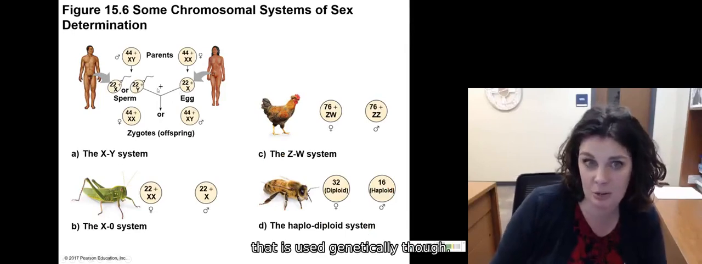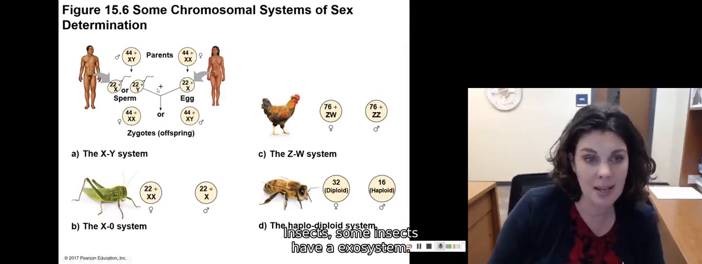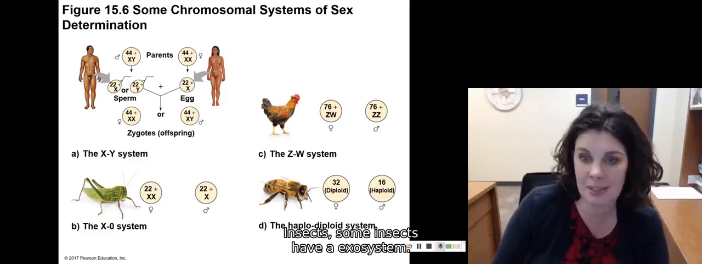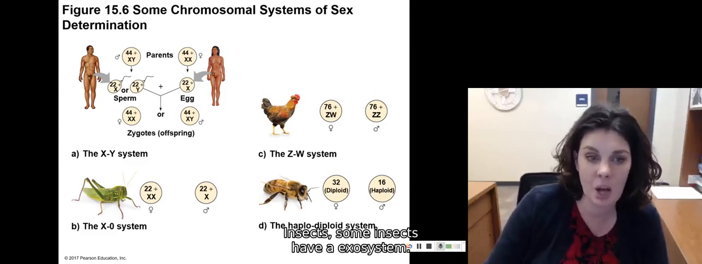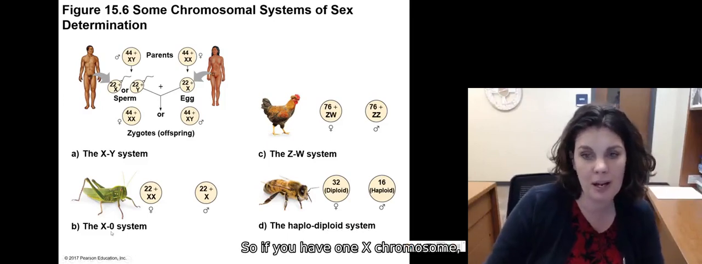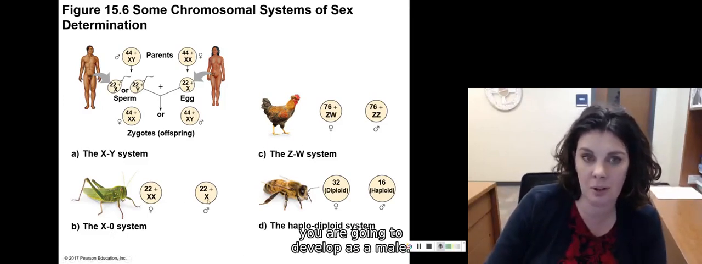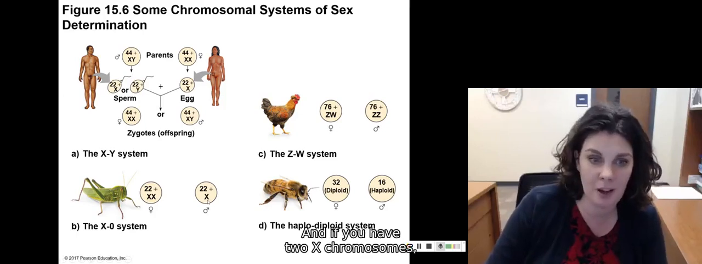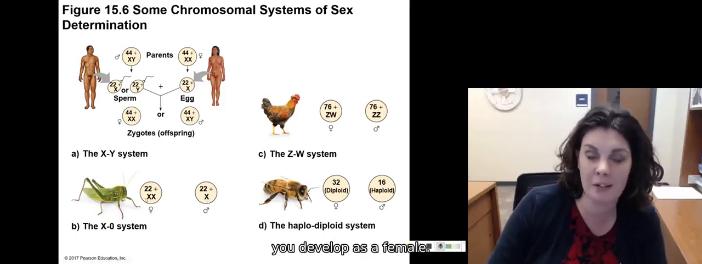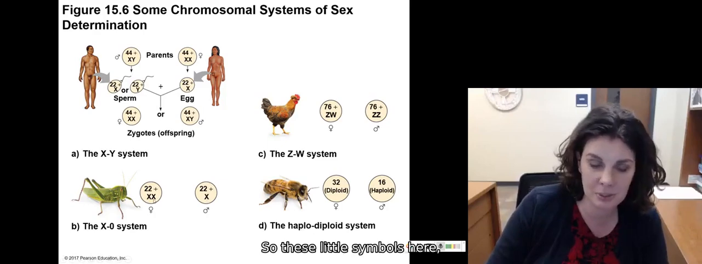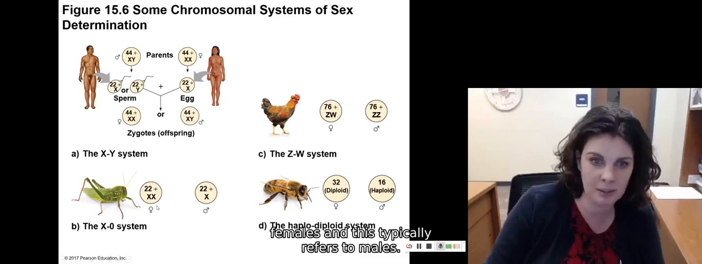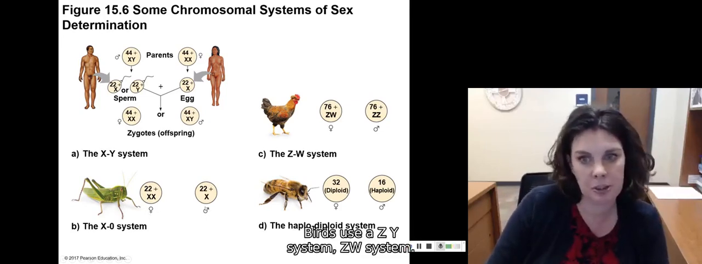That's not the only system that is used genetically, though. Some insects have an XO system. So if you have 1 X chromosome, you are going to develop as a male, and if you have 2 X chromosomes, you develop as a female. So these little symbols here, this typically refers to females, and this typically refers to males.